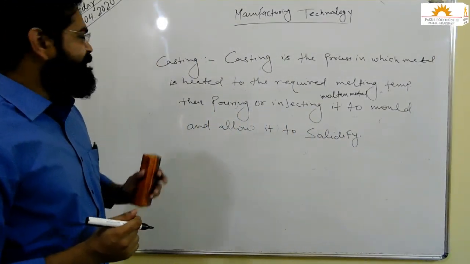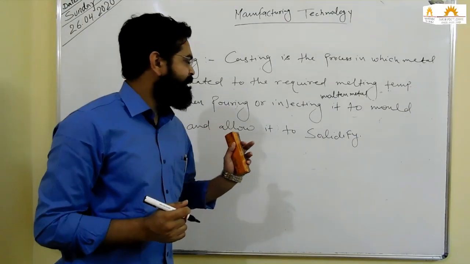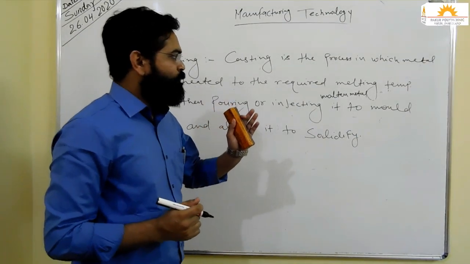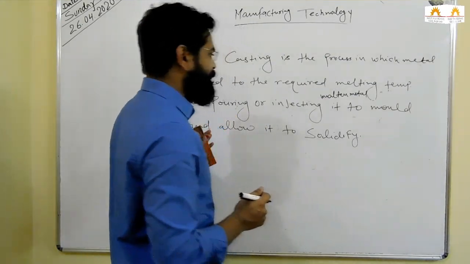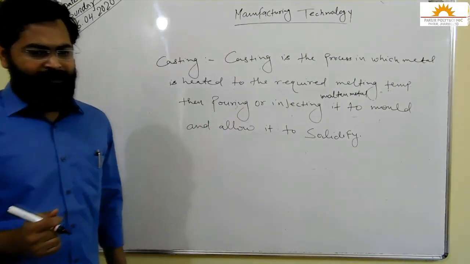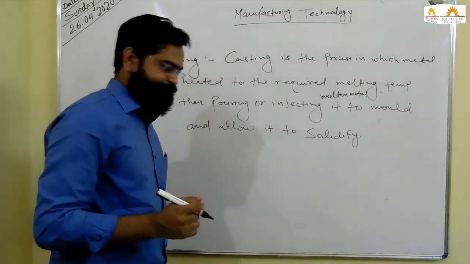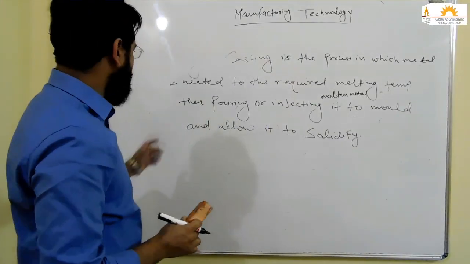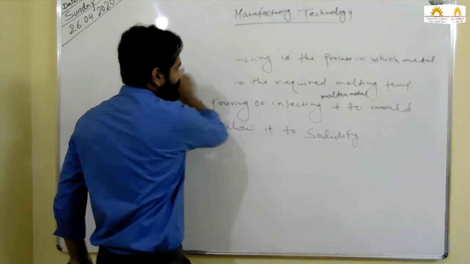Casting is the process in which metal is heated to the required melting temperature, then molten metal is poured or injected into a mold and allowed to solidify. So let's move forward to the diagram of casting.